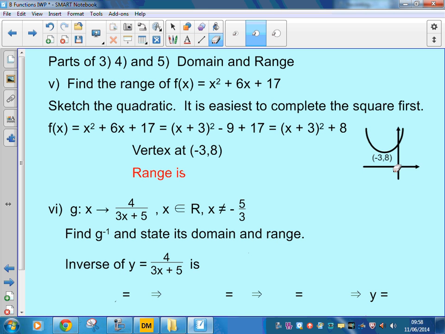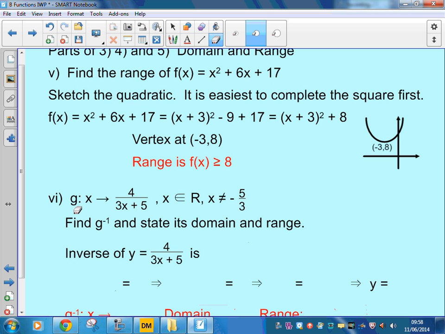We've got a sketch here of it, and the key thing that you're looking at is that the minimum point you're going to get to is (-3, 8). So whereas the x can take any value, the y values are greater than or equal to 8. Notice it does include the 8. So the range is f(x) greater than or equal to 8.